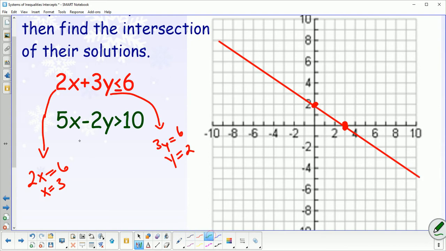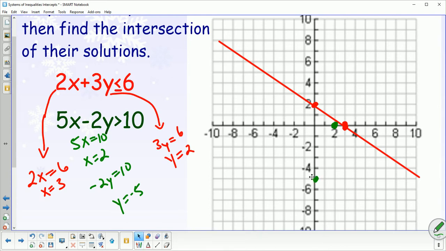So in green here, I'm going to say 5x equals 10. Divide both sides by 5. I get x equals 2. So again, I'm going to put a value at x equals 2. And then I'm going to do the other one. Negative 2y, don't forget to bring that negative sign, equals 10. And so y equals negative 5. And I can put a point there.